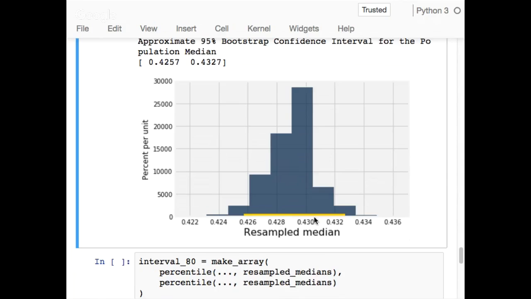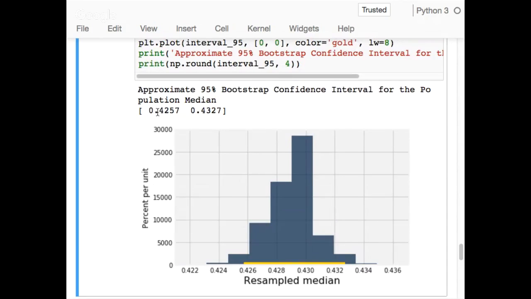Here is my confidence interval, and it is from 0.425 to 0.432. So we can say we're 95% confident that the actual population median ratio is somewhere within that range. Any questions?